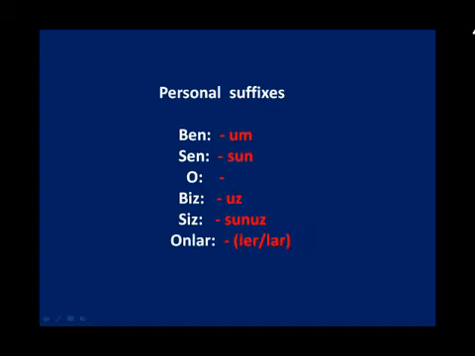Now we're not done. After you did all that, you have to add the personal suffixes, as in the specific suffix for each person, I, you, he, she, etc. So, for the first person, ben, you add im in the end. For sen, you add sin. For o, you don't add anything. It just stops at ior. For biz, you add iz. For siz, you add siniz. And for onlar, you can leave it without adding anything, or you can add the plural suffix ler, but it's not necessary. Many people don't do that, okay?